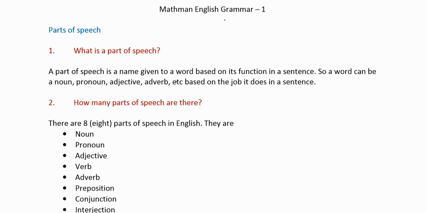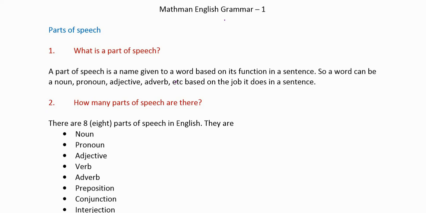As you can see here, a part of speech is a name given to a word based on its function in a sentence. So a word can be a noun, pronoun, adjective, adverb, etc., based on the job it does in a sentence. What do we understand by this? Well, the words in English are categorized or given names depending on the job or the function they do in a given sentence.